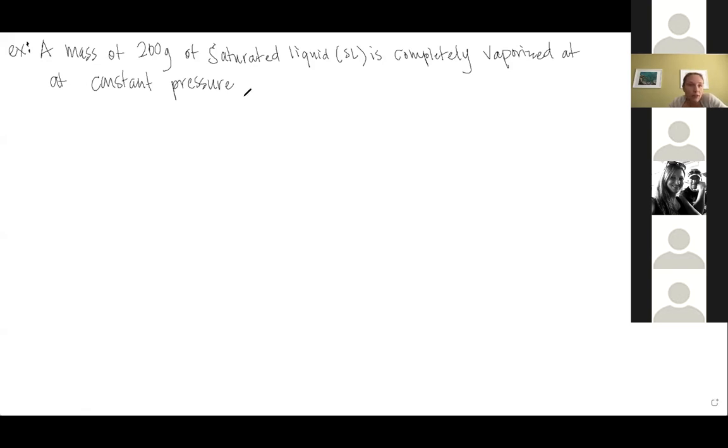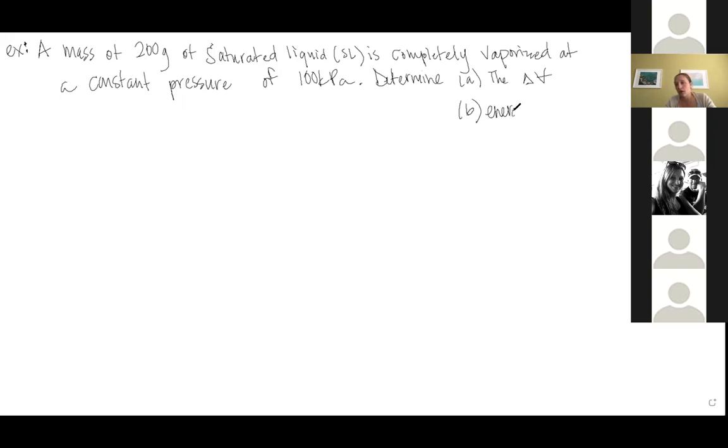Okay, at a constant pressure, oh, this should just say A, at a constant pressure of 100 kilopascal. A mass of 200 grams of saturated liquid is completely vaporized at a constant pressure of 100 kilopascal. We want to determine A, the change in volume, and B, the energy transfer to the water.